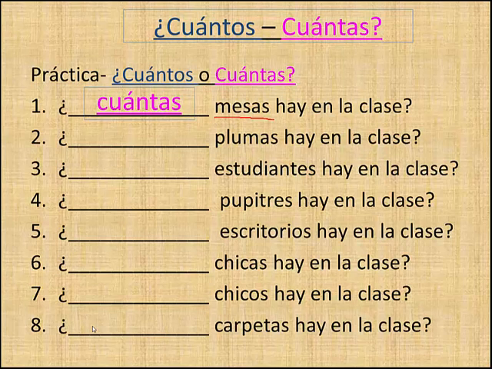Try it out. Okay, welcome back. Now let's see how you did. So número 2, plumas is femenino. So we would be asking cuántas plumas hay en la clase? How many pens are there in the class?